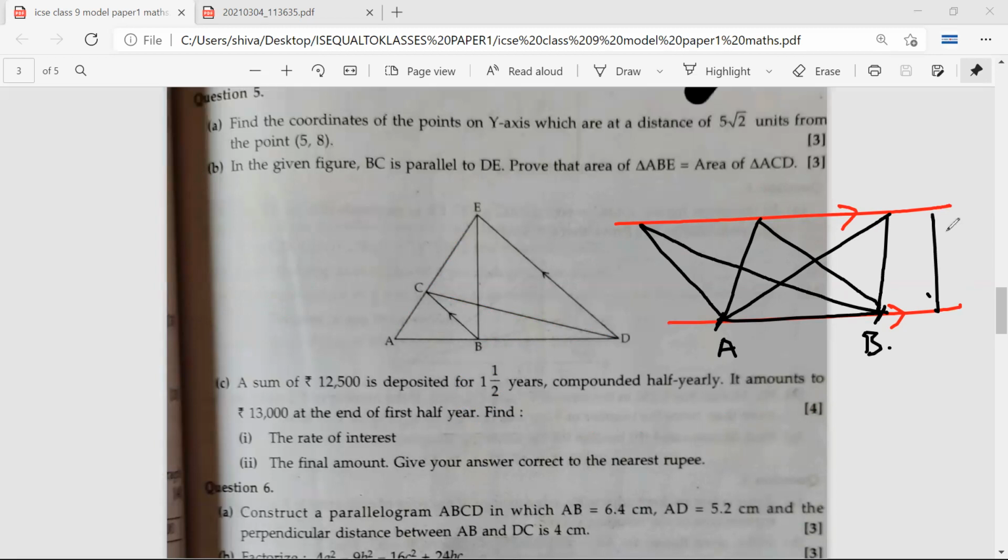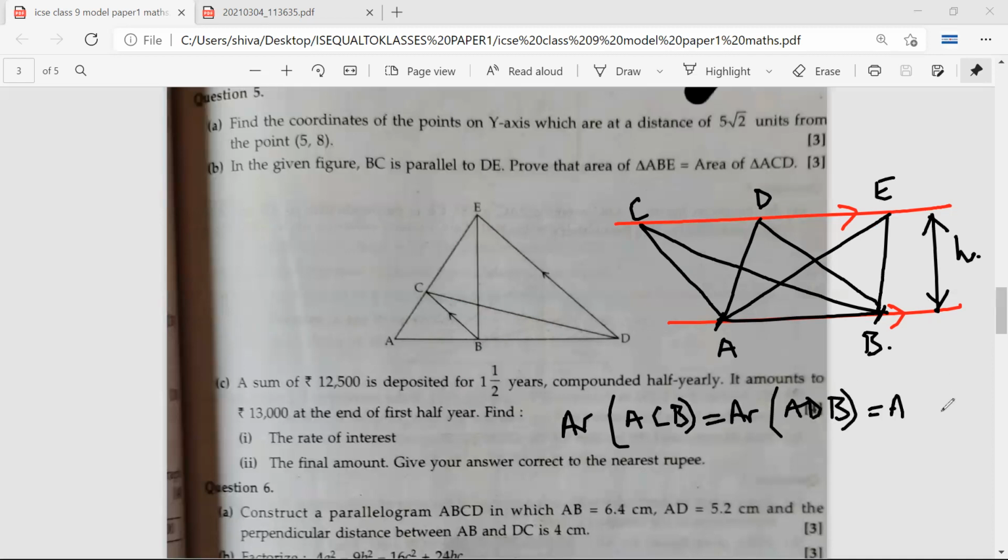They will be equal for a simple reason. Let me say that this is C, this is D, this is E. Area of ACB would be equal to area of ADB, area of AEB, for a simple reason that for every triangle, half base, the base is common, and for each triangle the height is h. The height is h. Any doubt? No, sir.